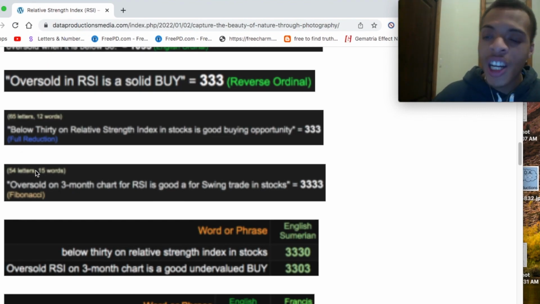333 in reduction. Again, 333 in reduction. Below 30 on relative strength index in stocks is a good buying opportunity. Don't overthink it. 333 reduction.